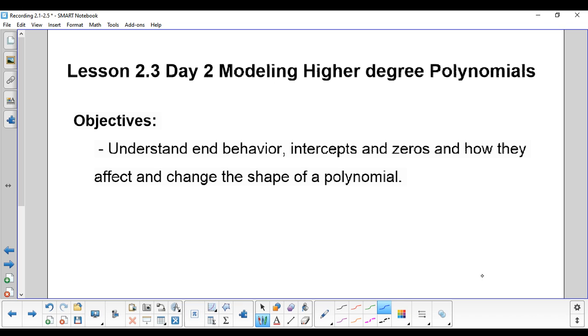We're going to take a look at modeling higher degree polynomials, specifically when they're in factored form. So yesterday you learned about how many extrema and how many zeros there might be, as well as the y-intercepts. Today we're going to take a look at that same information, but we're going to combine it with a couple more layers. Let's get started.